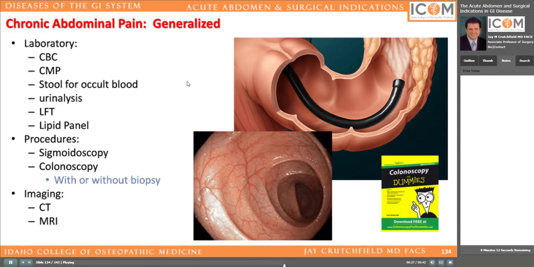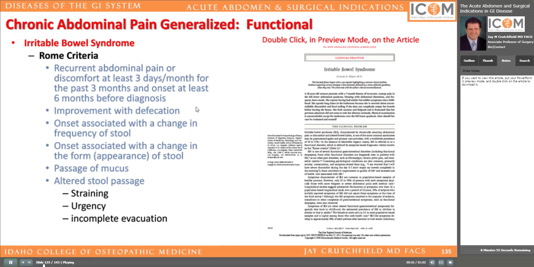The usual labs and urinary analysis need to be performed. And if you suspect underlying pancreatitis, it might be helpful to check the lipid panel. And of course, don't forget imaging, ultrasound, CT, or MRI. Basically, the workup's going to be the same. You should become familiar with chronic abdominal pain that presents as generalized in nature, and it's a functional etiology. It's called irritable bowel syndrome, and it's very common.